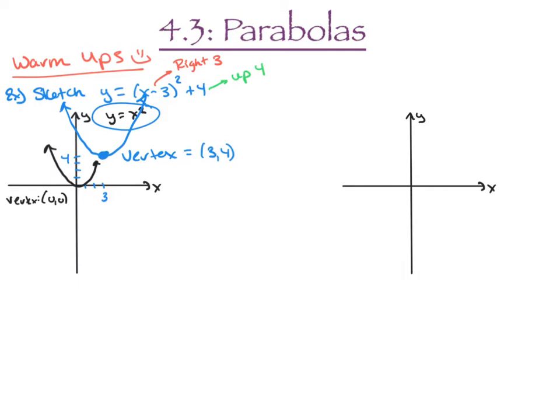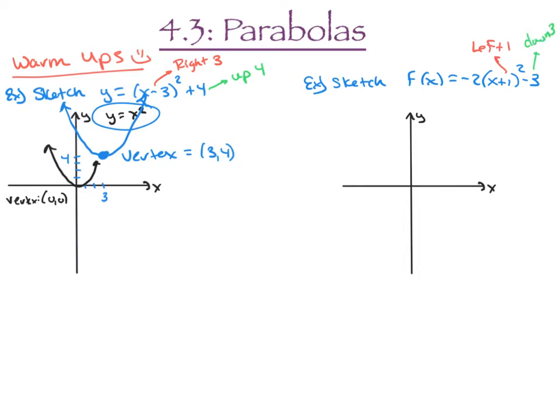Let's sketch f of x equals negative 2 times the quantity (x plus 1) squared minus 3. Okay, so just like in the very last problem, we have horizontal shifts and vertical shifts. So this plus 1 moves our graph to the left 1. The minus 3 moves the graph down 3.